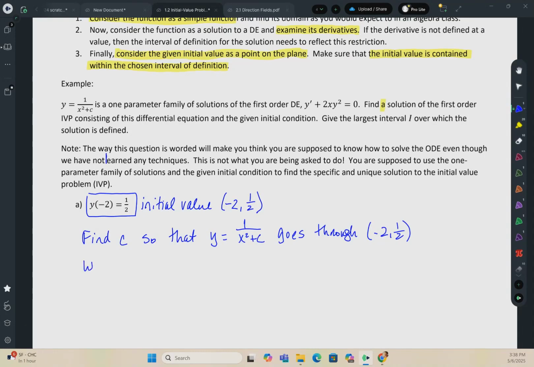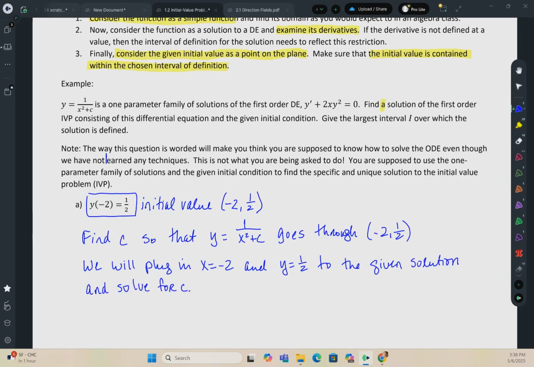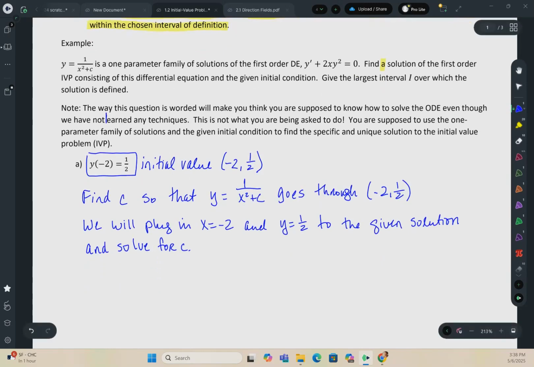So we will plug in x equals -2 and y equals 1/2 to the solution, the given solution that we did not have to find, and solve for c. So when we do that, y is 1/2. That's equal to 1 over x is -2, so I'm going to square -2 and then plus c.